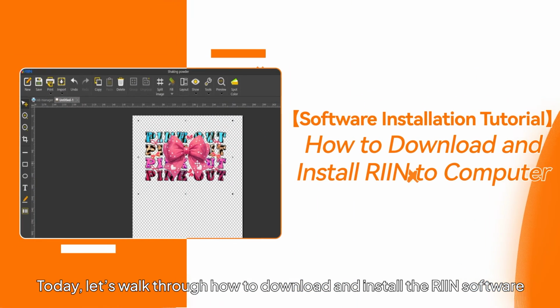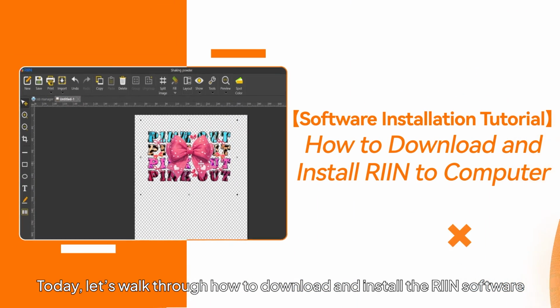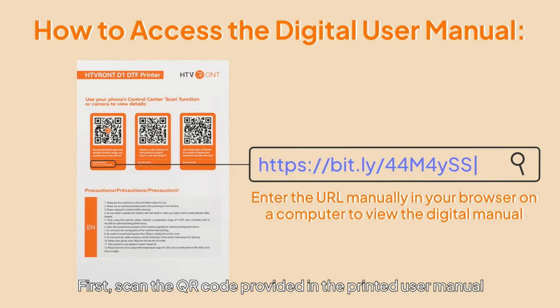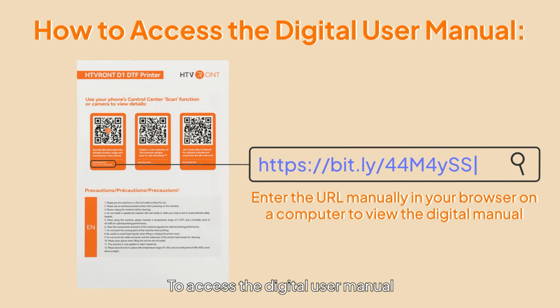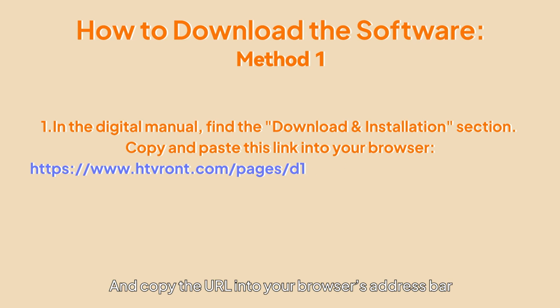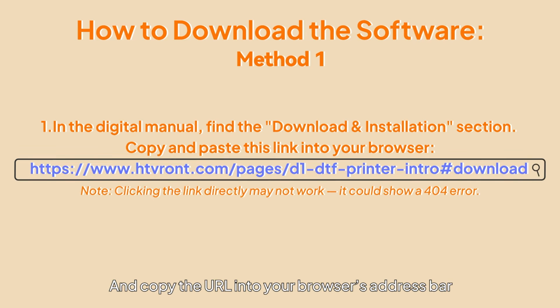Today, let's walk through how to download and install the RIIN software. First, scan the QR code provided in the printed user manual to access the digital user manual. In the digital manual, locate the software download section and copy the URL into your browser's address bar. This will take you to the download page.